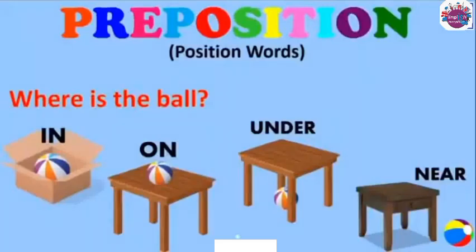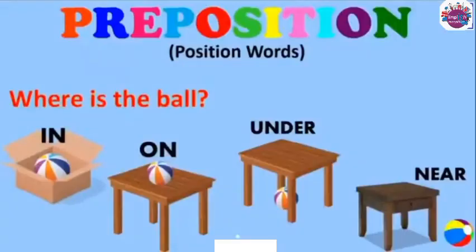Okay, children, in picture number 1, if you notice, you can see the ball is inside a box. And if you see picture number 2, the ball is on the table. Picture number 3, the ball is under the table. And picture number 4, the ball is near the table.